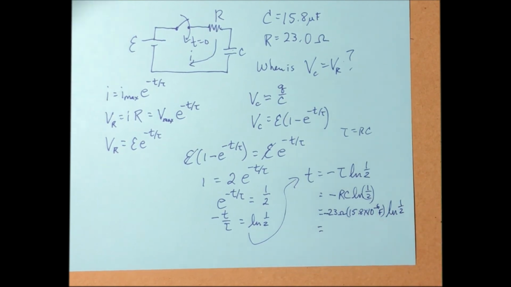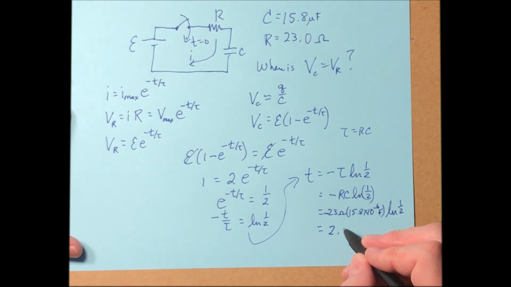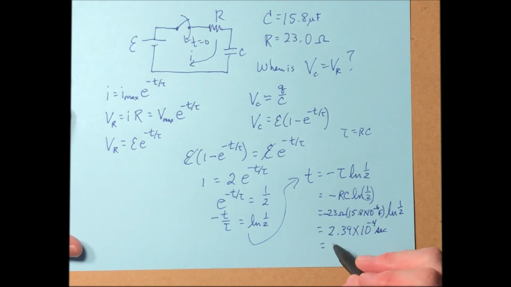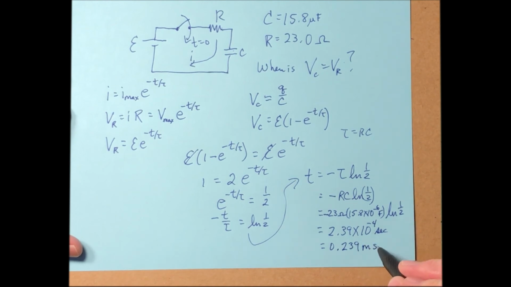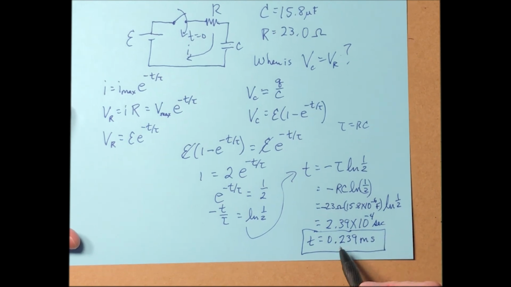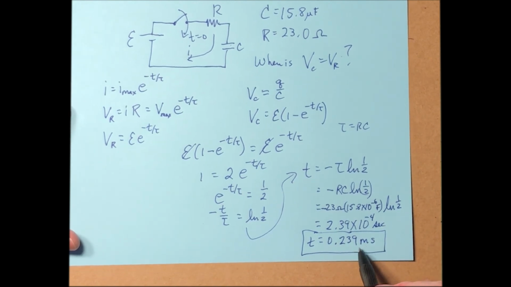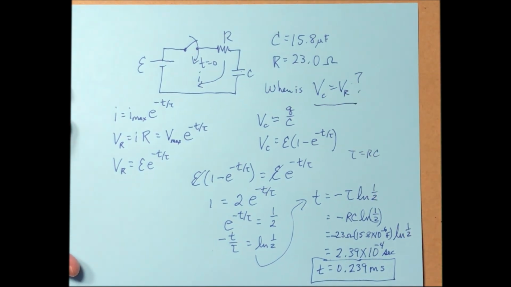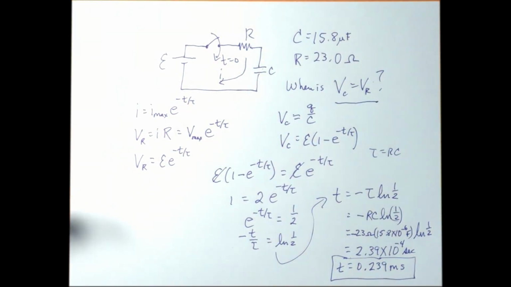Okay, we need to do a computation. This turns out to be 2.39 times 10 to the negative 4 seconds, which is 0.239 milliseconds. So at time t of 0.239 milliseconds after t equals 0, the voltage across the capacitor is equal to the voltage across the resistor.